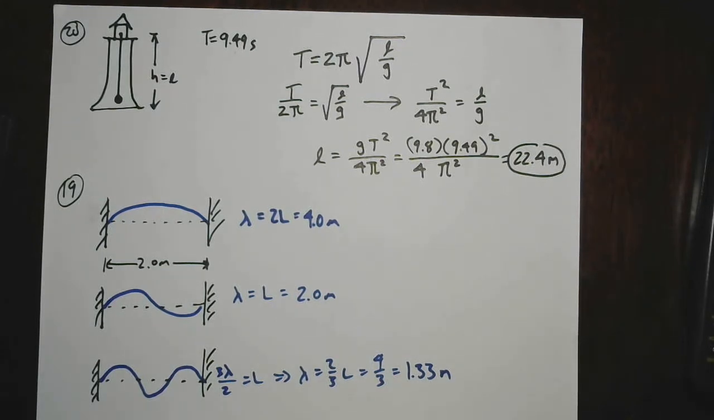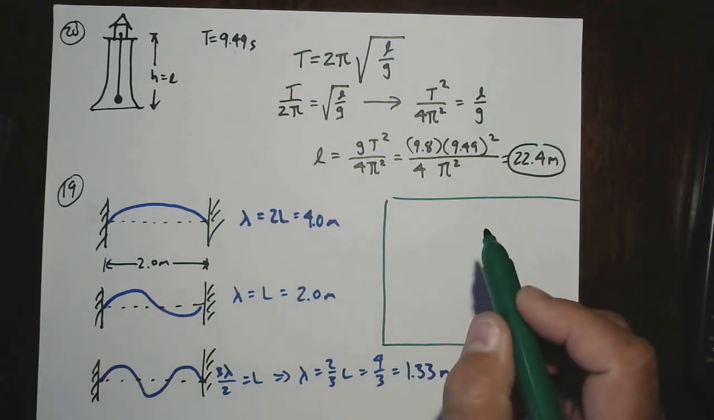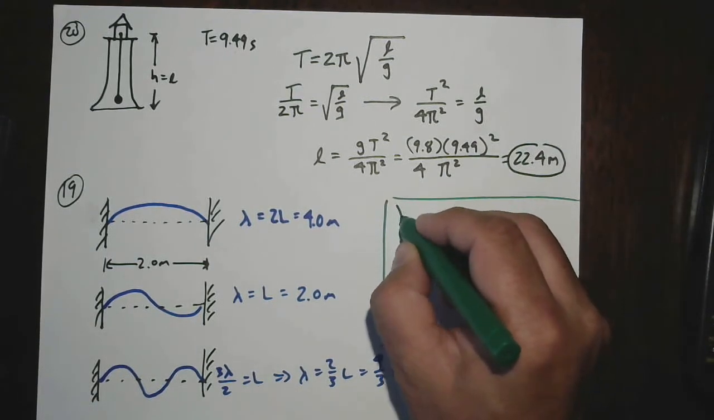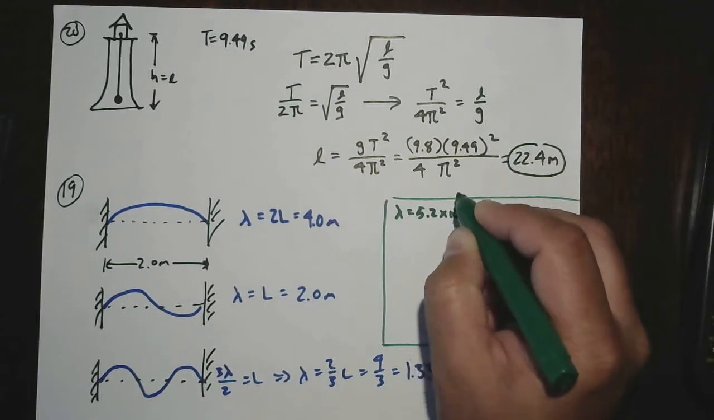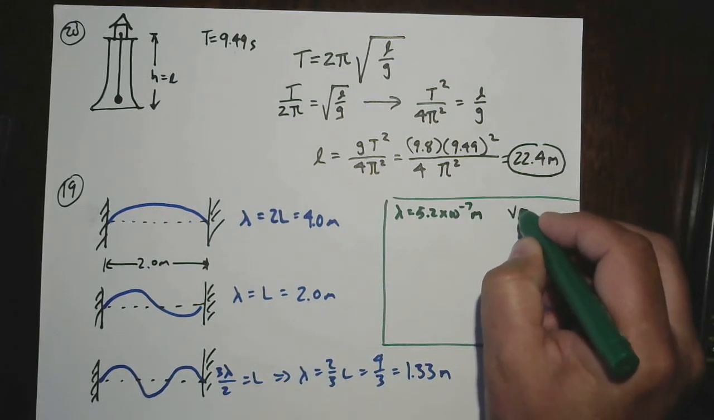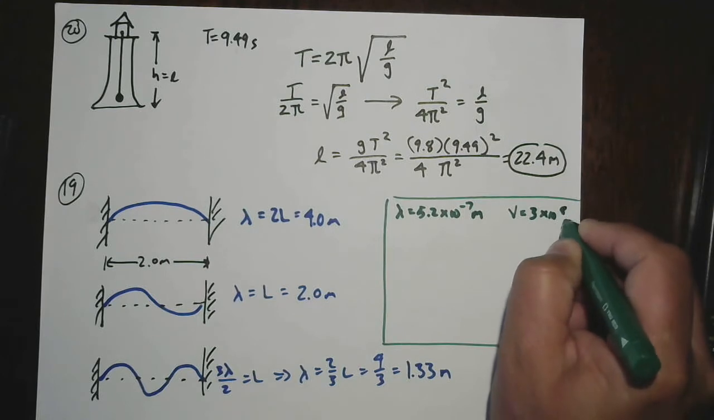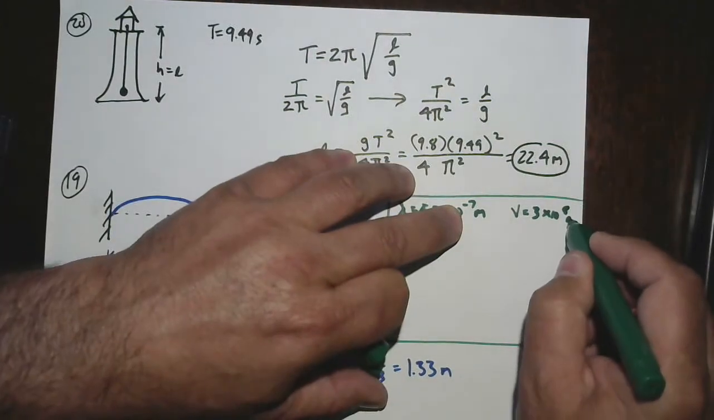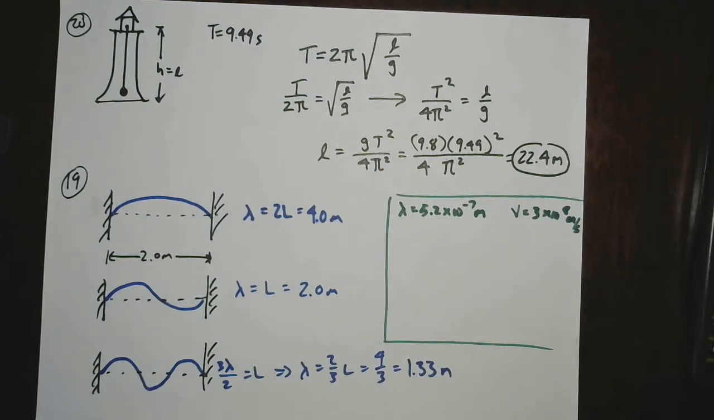As far as number 17 goes, let's see if we can squinch out a little area over here to talk about number 17. 17 says the green light has a wavelength of 5.2 times 10 to the minus 7 meters, and the speed in air is 3 times 10 to the 8 meters per second. And they want to know the frequency and the period of the light.